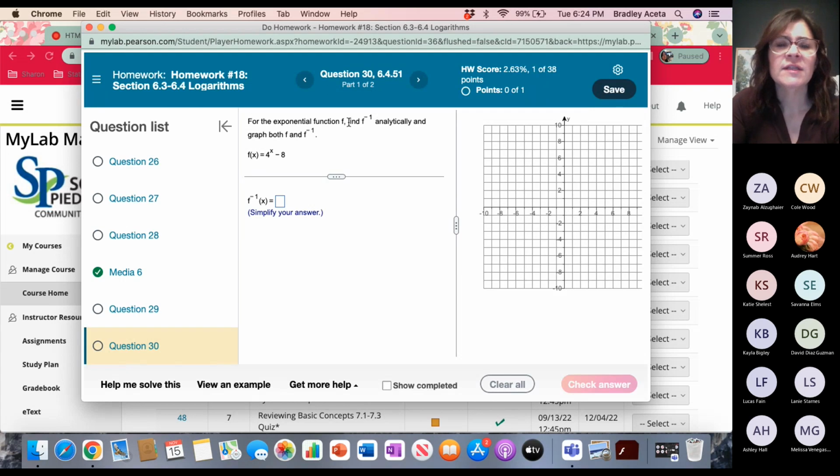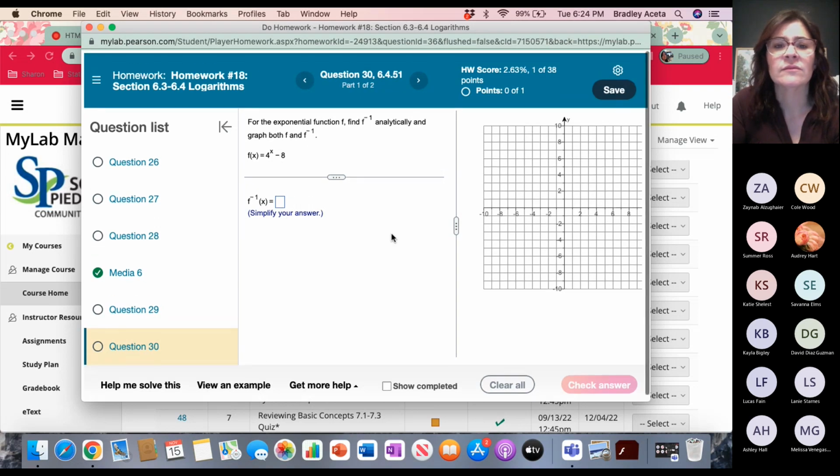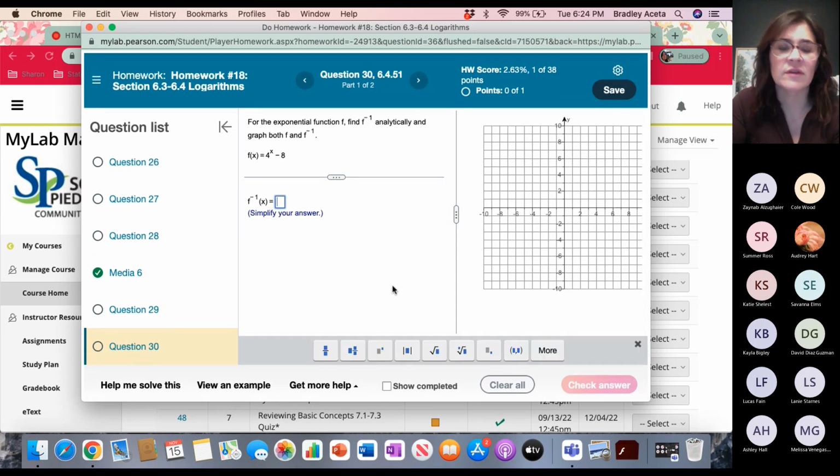Okay, there we go. For the exponential function f, find the inverse of f analytically and graph both f and f to the -1 of, and then here's the one they gave me, 4 to the x minus 8. So we could do this one if we have to. So 4 to the x minus 8, you just flip your x and y and solve for y. So you'd have x plus 8 equals 4 to the y. I'm just doing it out on the side right now. So it'd be log base 4 of x plus 8.